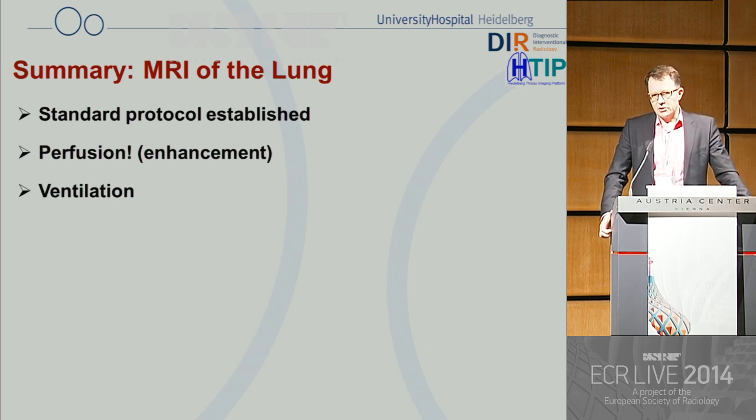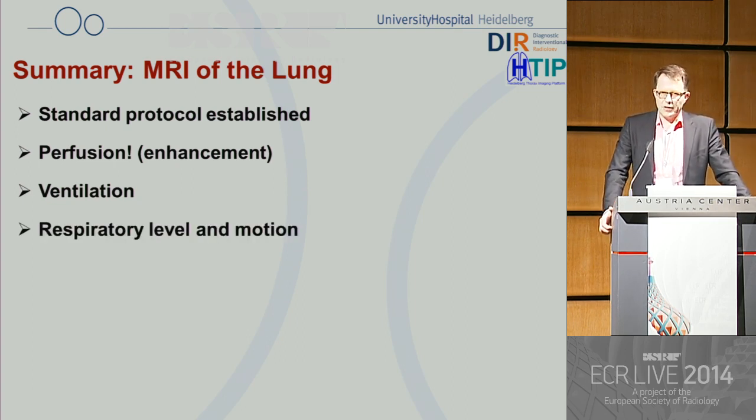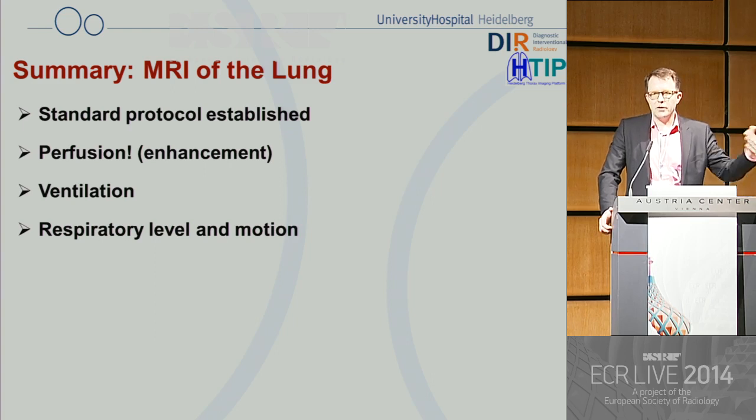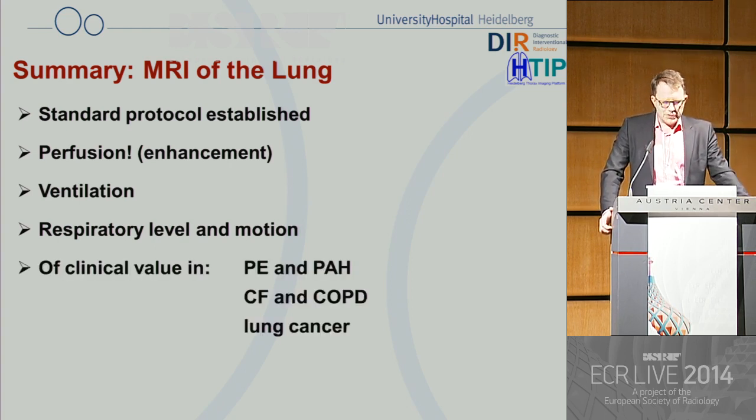Ventilation in a clinical setting should be evaluated indirectly by perfusion imaging, and only in dedicated cases or in special studies, direct visualization of ventilation should be applied. Respiratory level and motion is something that more or less comes for free. You just run one of your SSFP sequences during continuous breathing, and you have the information about motion of the diaphragm, hyperinflation, and so on. And certainly MRI of the lung is of clinical value in pulmonary embolism and pulmonary arterial hypertension, in cystic fibrosis and COPD, and in lung cancer.